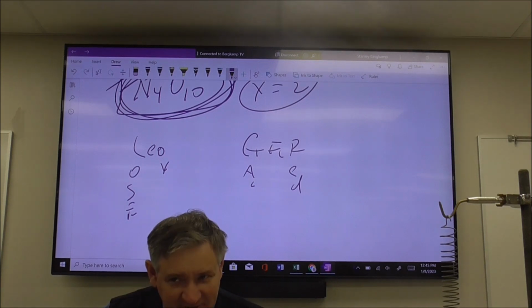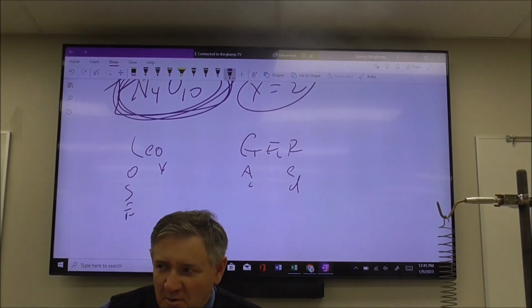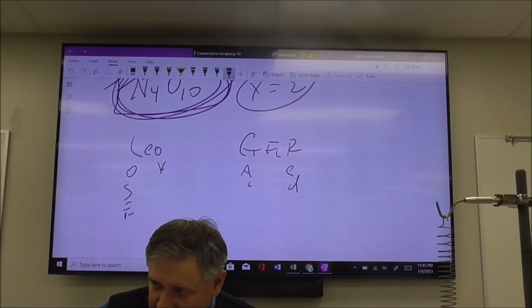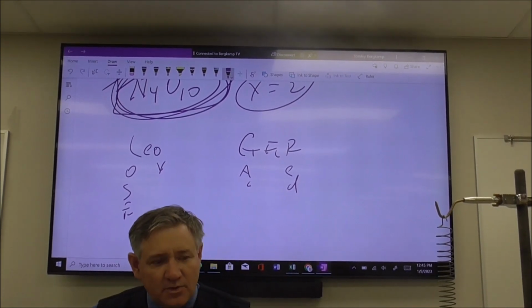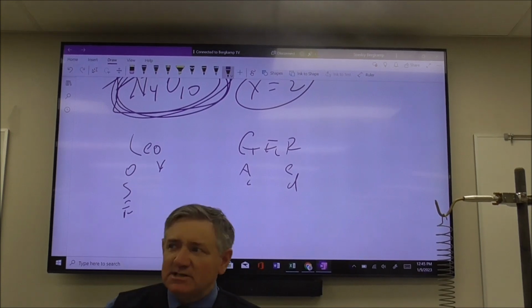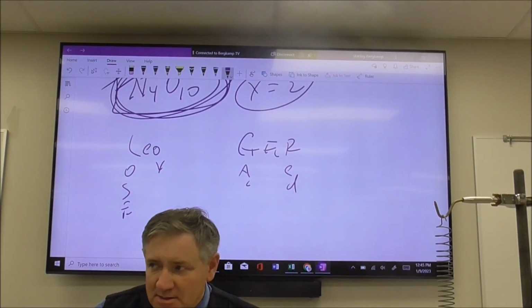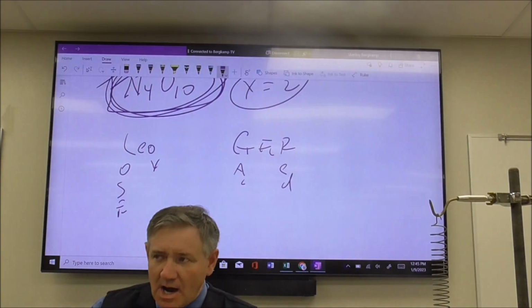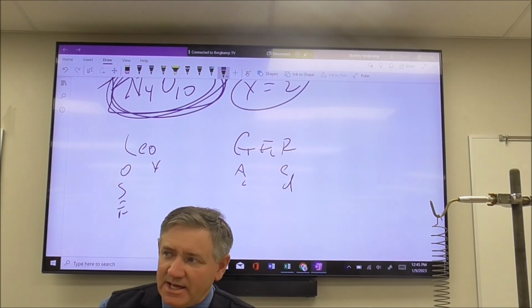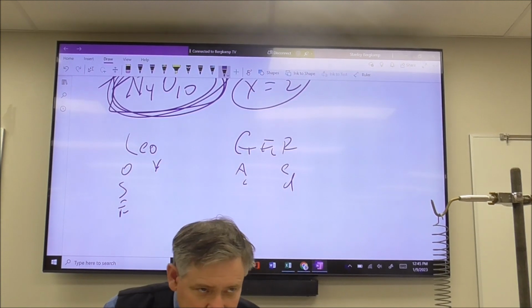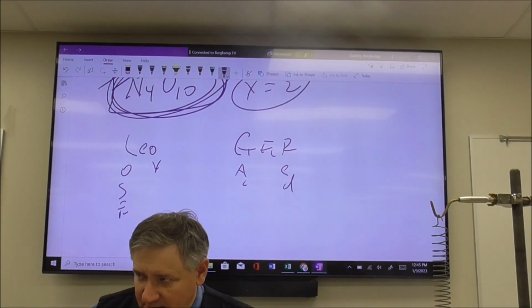Hydrogen. What do you have for the element that's oxidized? Zinc. So the reducing agent contains what is oxidized. So what's your reducing agent? Zinc. Your oxidizing agent contains what is reduced. So what's your oxidizing agent?